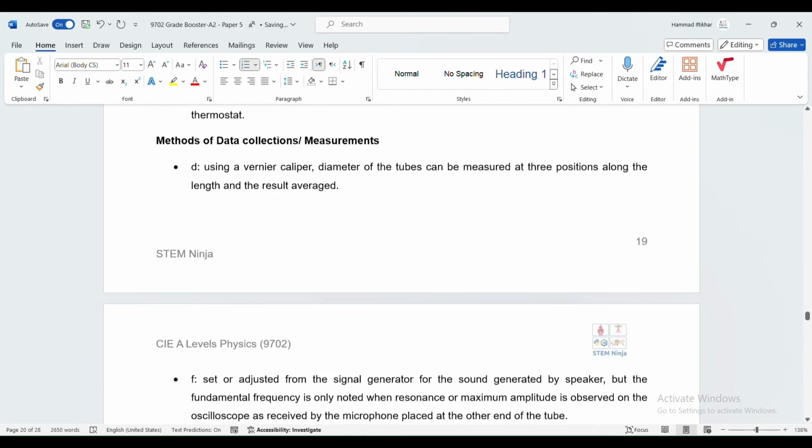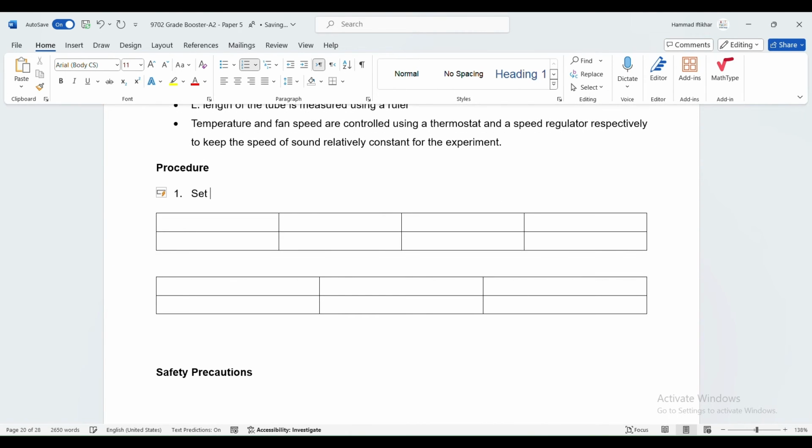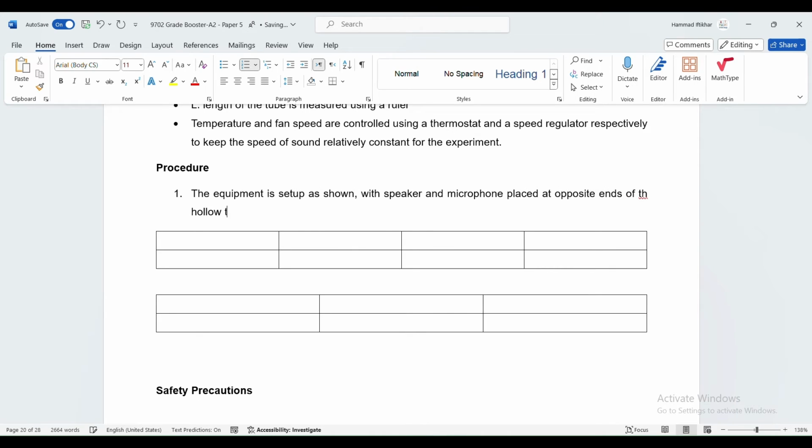Okay. Now procedure. So first off, the equipment is set up as shown, with speaker and microphone placed at opposite ends of the hollow tube using clamps.